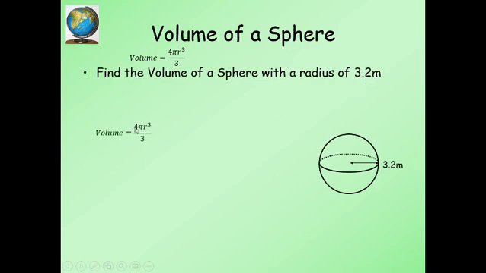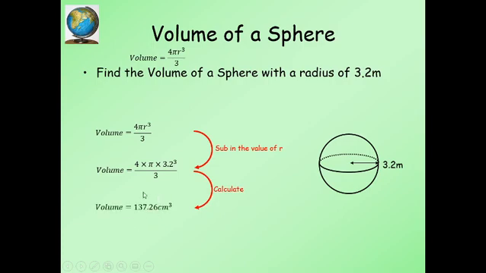So we go 4 times pi times our radius, which would be 3.2 cubed divided by 3. So let's see what that looks like. There we go. 4 times pi times 3.2 cubed divided by 3. And Bob's your uncle. There's your answer. Don't forget the centimeters. Don't forget the cubed.